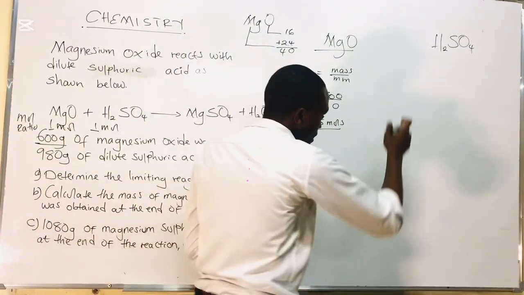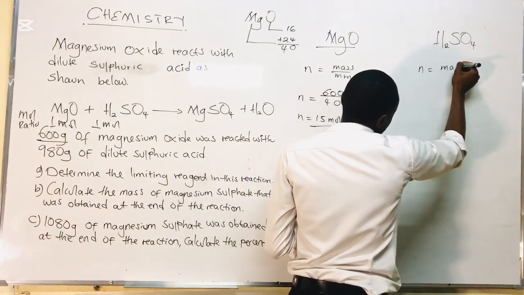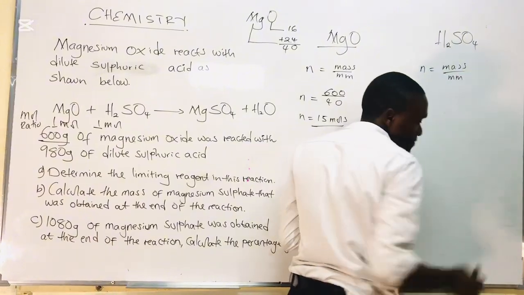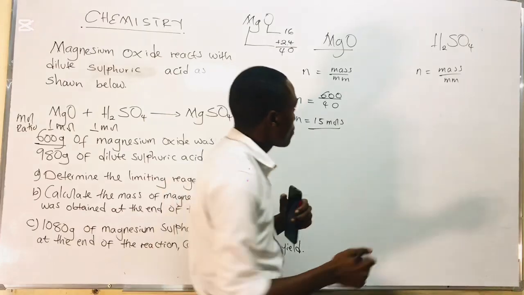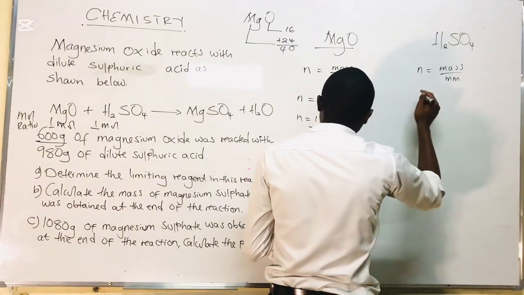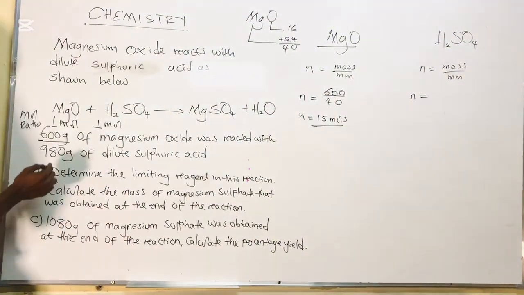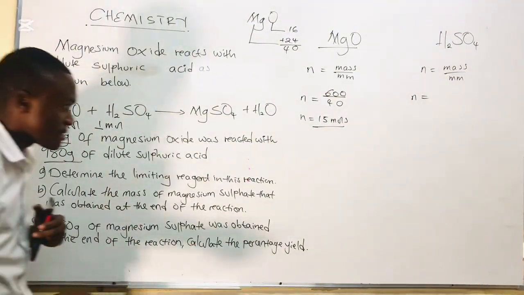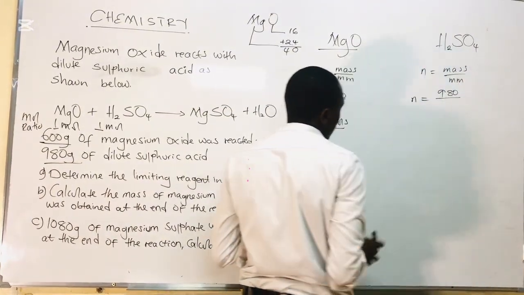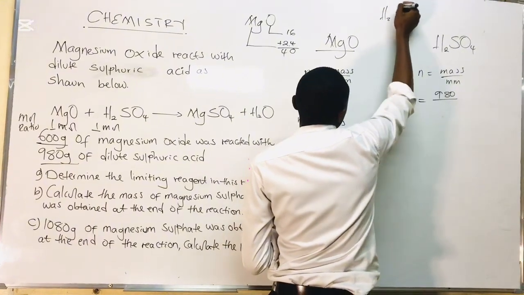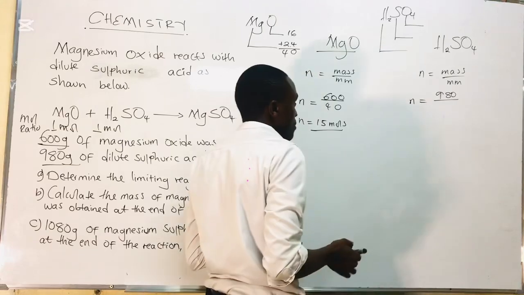So again, we find the number of moles of this one. We know that number of moles equals mass over molar mass, right? Am I making sense? If I'm making sense, click that follow button. So number of moles equals mass over molar mass. What is the mass given for dilute sulfuric acid? It is 980 grams. What is the molar mass of sulfuric acid? So we have H2SO4. We do this, I like to call this the staircase method.